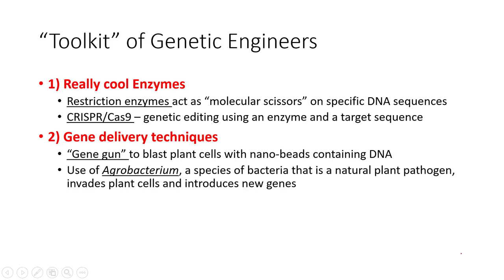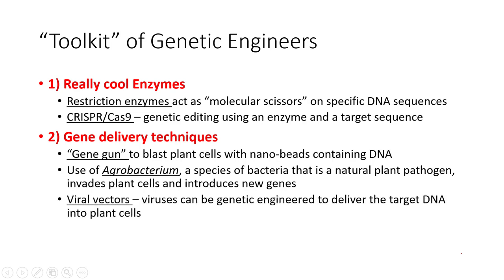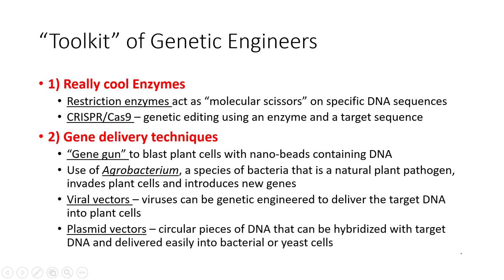In the last slide, we looked at agrobacterium, a species of bacteria. It's a natural plant pathogen. Its mechanism of action is actually to invade a plant cell and introduce a new gene into the plant. So if you just genetically engineer agrobacterium to carry the gene you want to deliver to the plant, then there you go. Viruses can be useful. In genetic engineering, certain viruses are really good at inserting into the chromosomes. And so these have been genetically altered to deliver your target DNA into the plant.